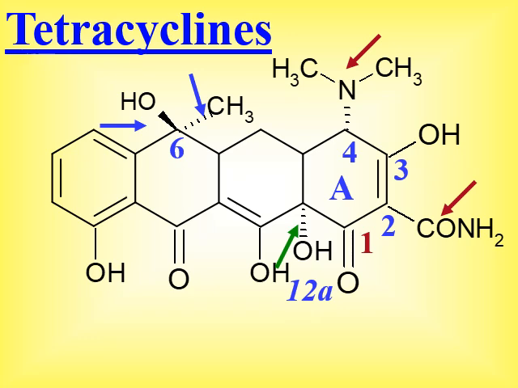Here in the structure we have three hydroxylic groups. As you see here, one at the 3 position, the other at number 6, and the third one at 12A. And we have here 3 groups: the amide at position number 2, dimethyl amino at position number 4, and the methyl at position number 6.